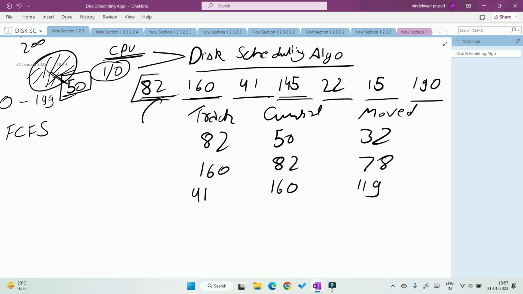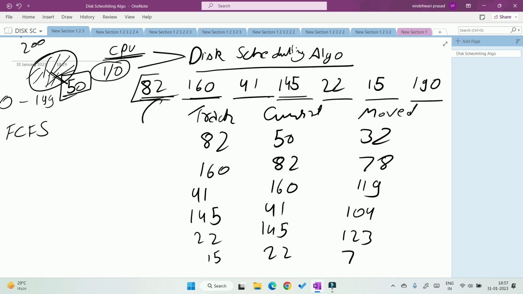Now at 41, it has to move to 145. How many tracks does it move? 145 minus 41, that is 104. Now 145 has to move to 22. How many tracks does it cover? It covers 123 tracks. Now at 22 it has to move to 15. It has to cover 7 tracks. Now at 15, it has to move to 190. So it covers 175.